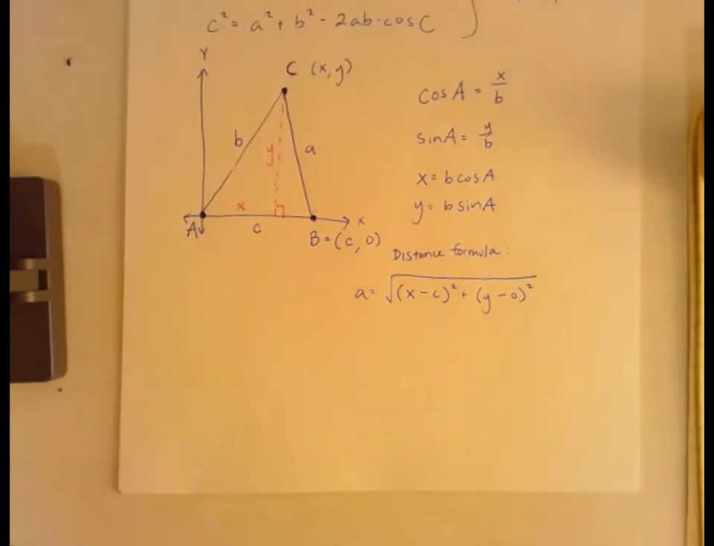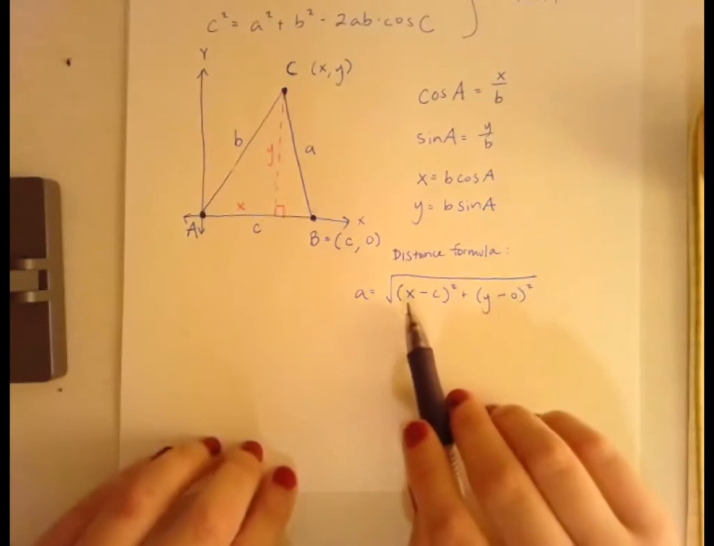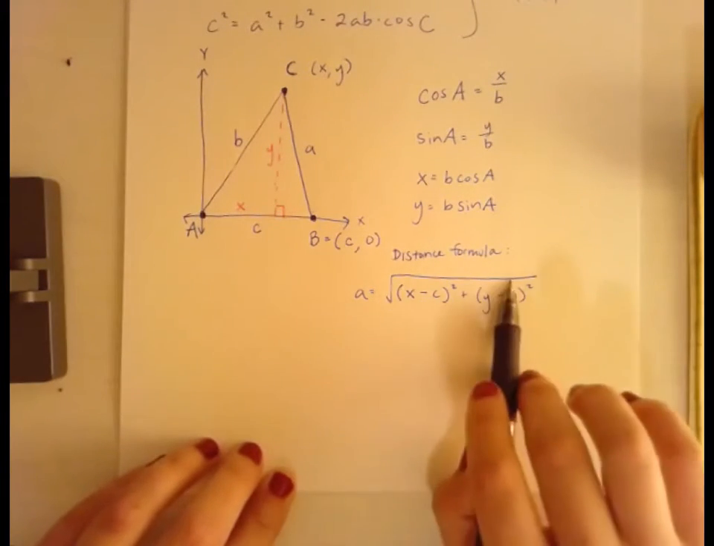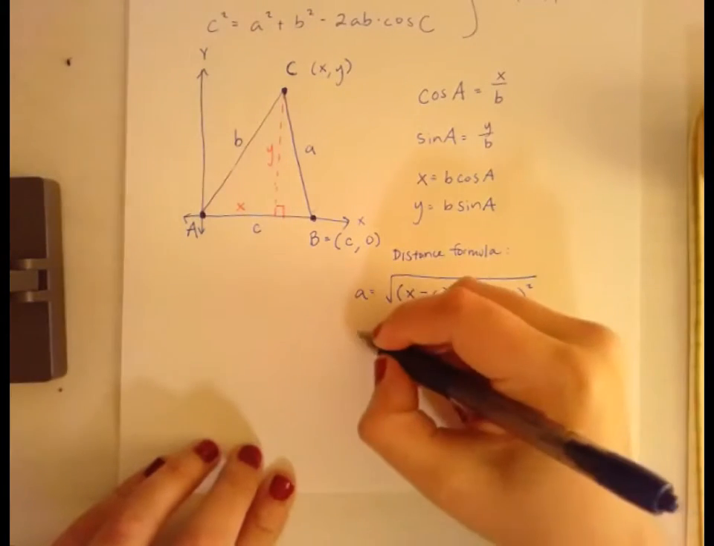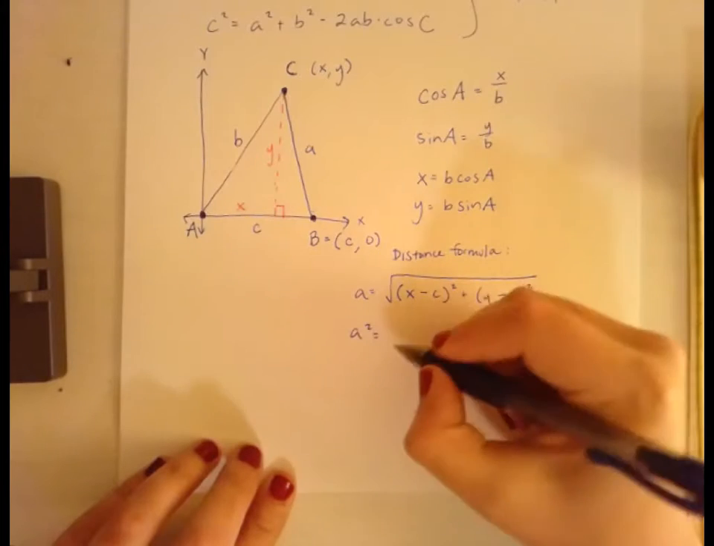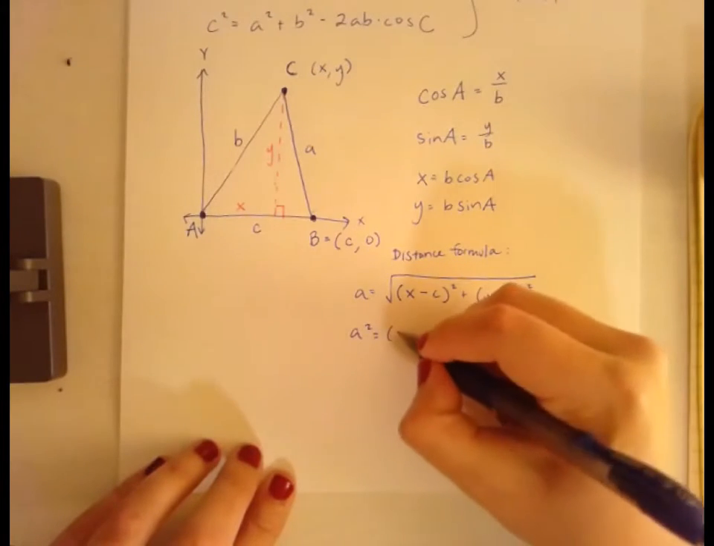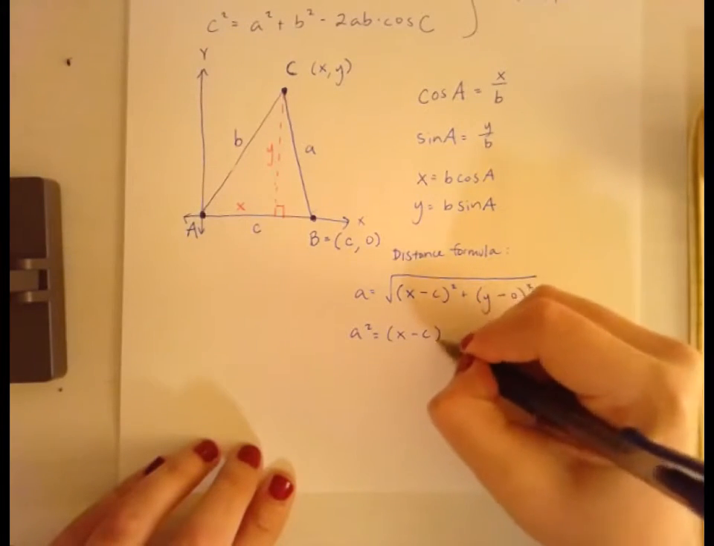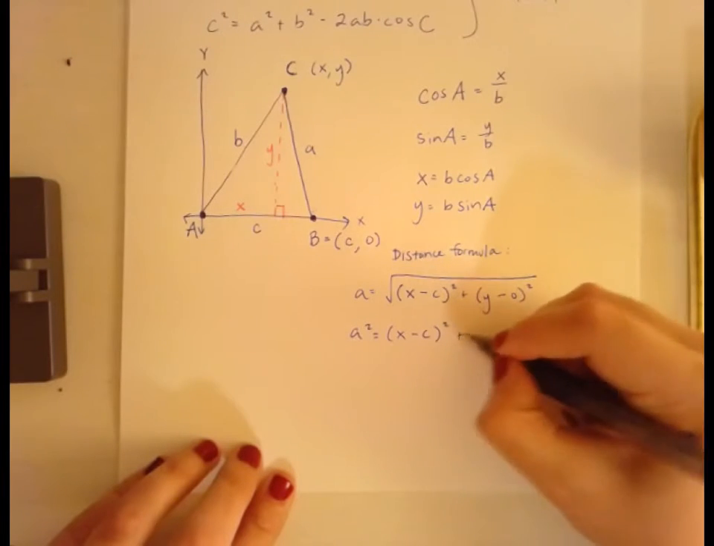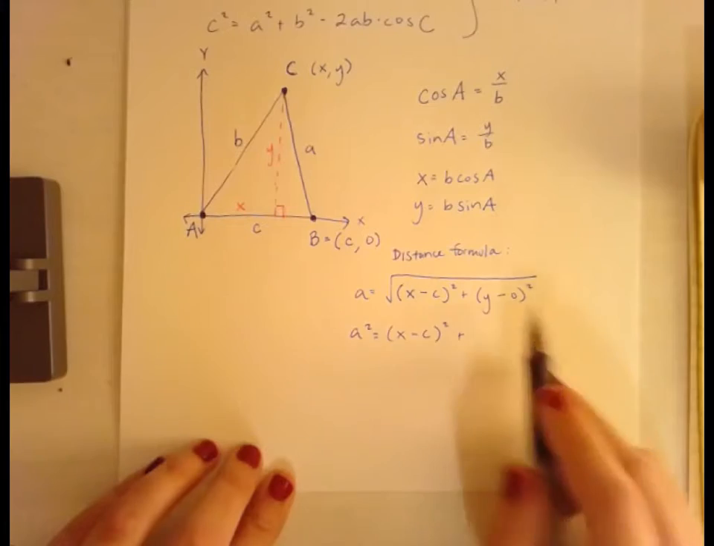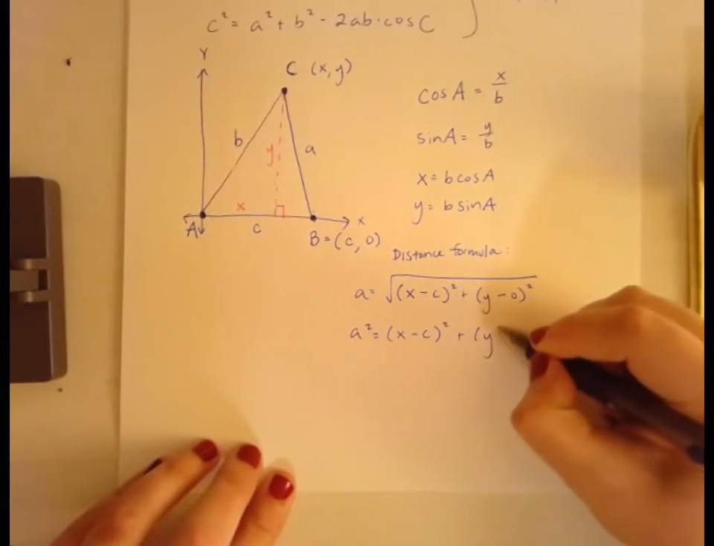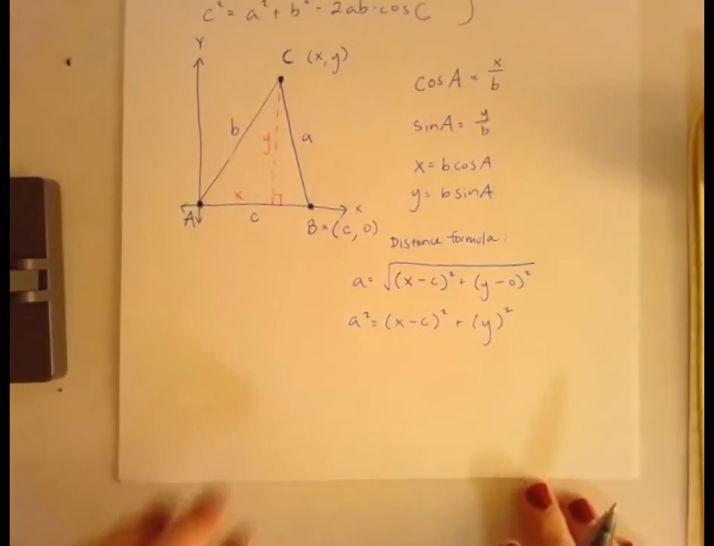Now what I'm going to start doing here is I want to lift this radical off of the right side of the equation. So in order to do that, I can square both sides. And I get a squared equals x minus c squared plus, notice in here, subtracting 0 isn't going to do anything, so I really just have y squared.